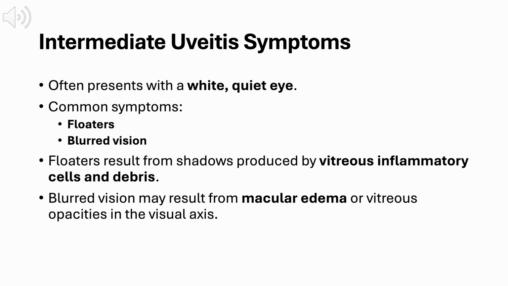Intermediate uveitis usually presents with a white, quiet eye, little redness or pain to tip you off. The common symptoms are floaters and blurred vision. The floaters are shadows cast by inflammatory cells and debris suspended in the vitreous, and the blurred vision typically reflects either macular edema or vitreous opacities sitting in the visual axis. So intermediate uveitis is often a visual disturbance disease rather than a painful one, which can delay presentation.